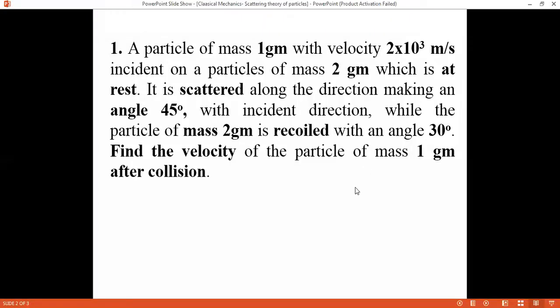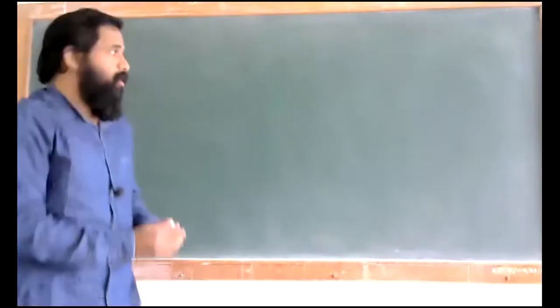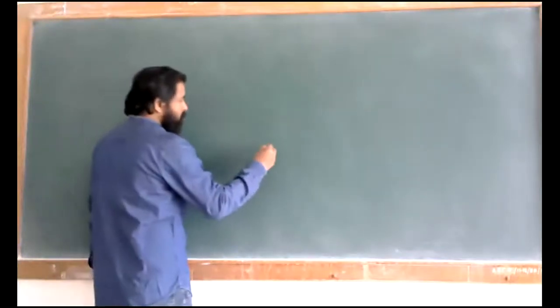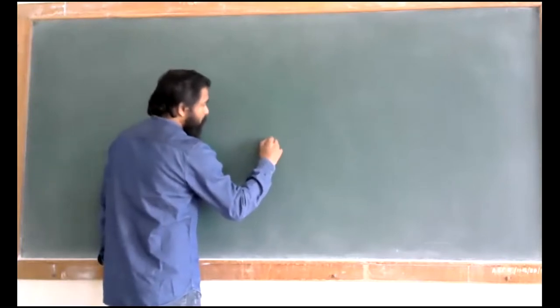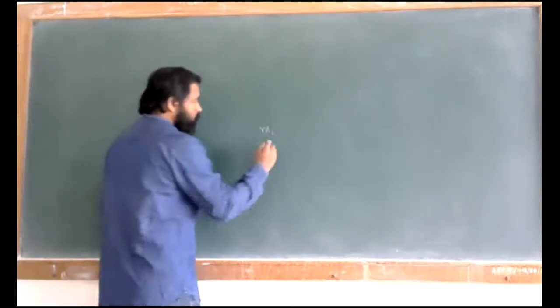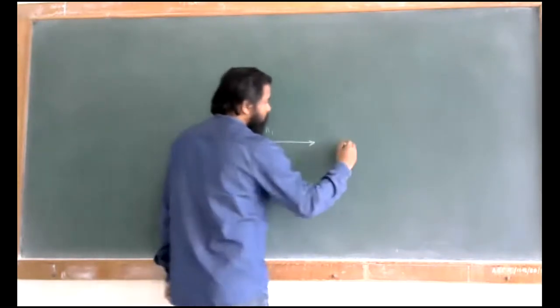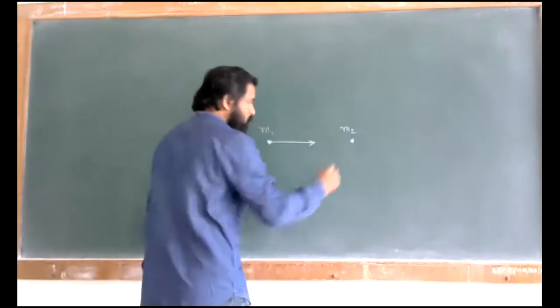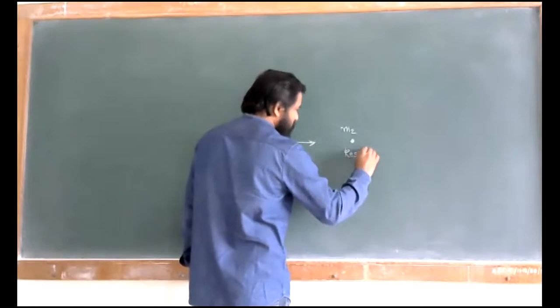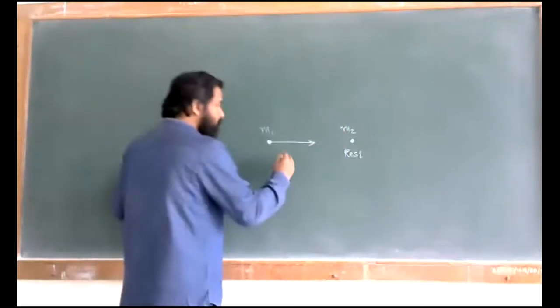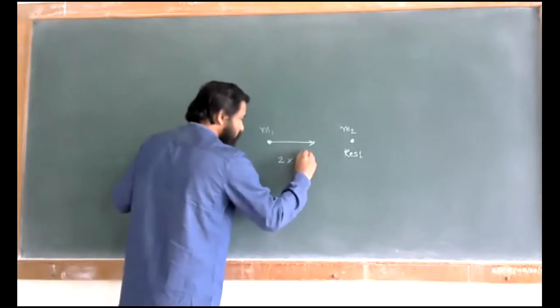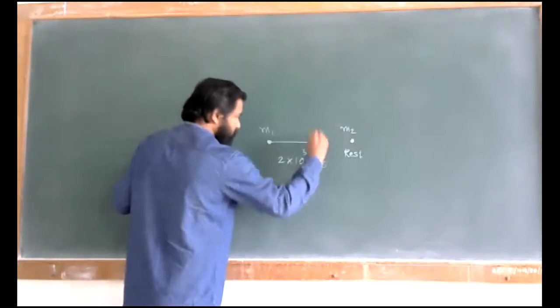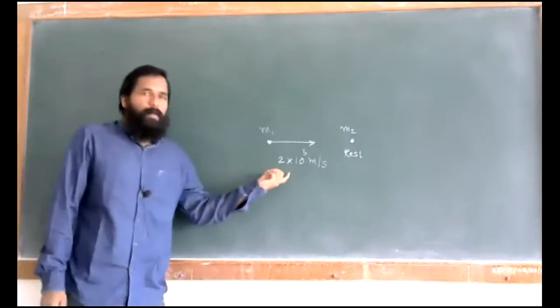This gives us the condition that particle 1 is moving towards particle 2. Just look at this point. Let us say this is particle 1, which is moving towards particle 2, which has some mass m2 and is at rest. The velocity of the first particle is given, that is 2 into 10 raised to 3 meter per second.